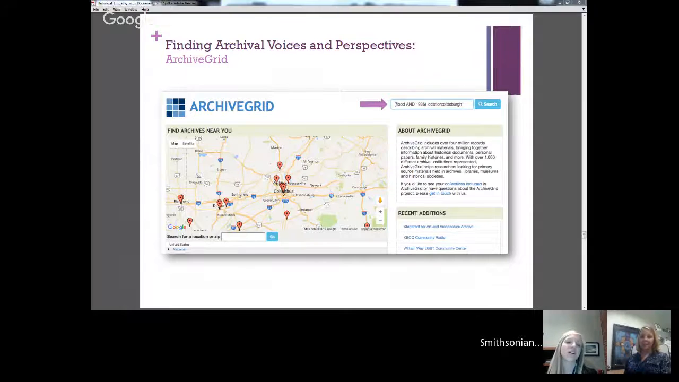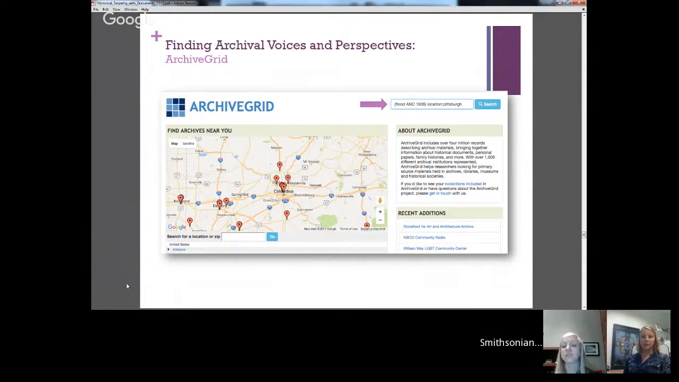So we'll culminate with taking a look at finding archival voices and perspectives in another online resource called Archive Grid. Here you're not going to find digitized primary sources like you do in the Learning Lab, but what you'll find are the equivalent of catalog records, just descriptions of various archival collections. You can do a quick search of Archive Grid, and it searches across archival collections all over the country, which is pretty incredible.